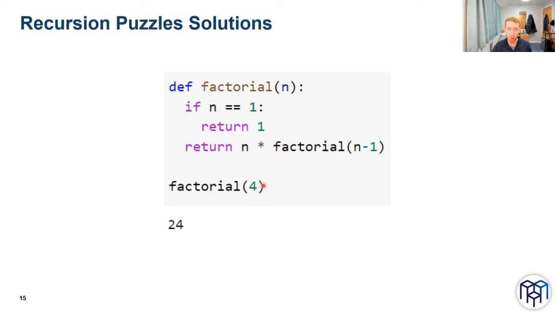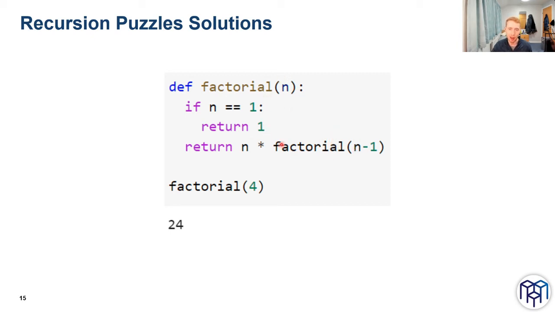So factorial of 4 is 1 times 2 times 3 times 4, which is 24. It works as expected. Let's just break down what happened there. So factorial of 4, is it 1? No, so we do 4 times whatever 3 factorial is. Well, 3 factorial, is it 1? No, we do 3 times whatever 2 factorial is. 2 factorial, is that 1? No, so we do 2 times 1 factorial. Oh, that is 1, we return 1.